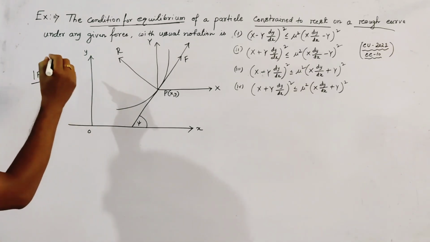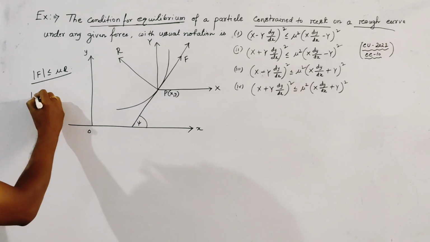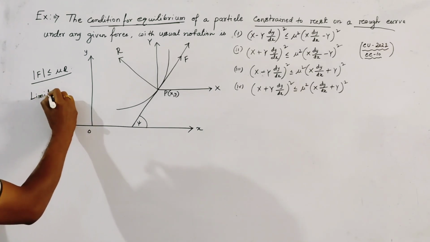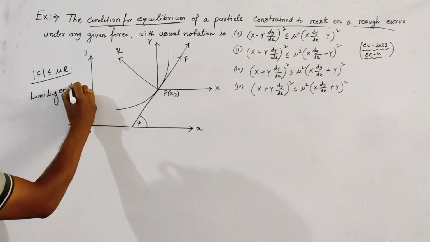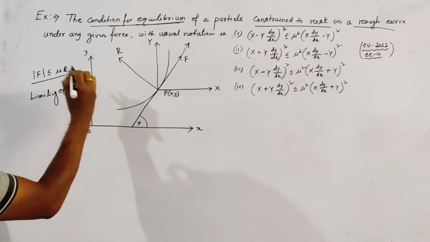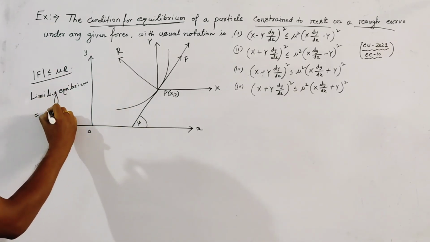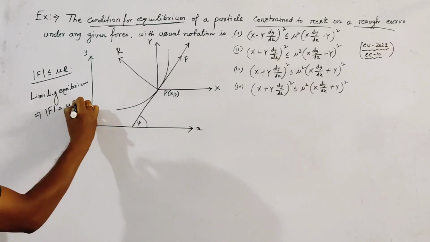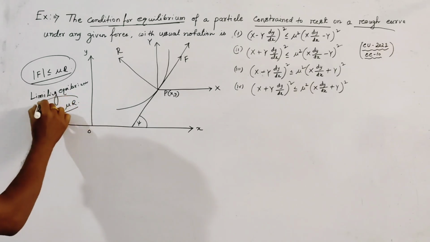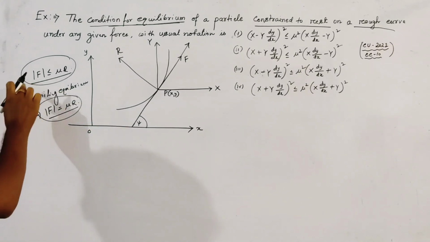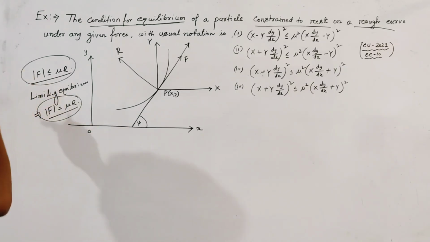And the condition for limiting equilibrium is mod F equal to mu R. This is the condition of equilibrium and this is the condition of limiting equilibrium. Here we have to use this result.